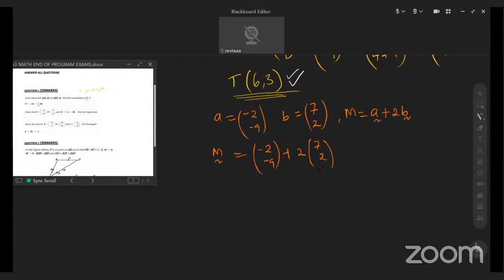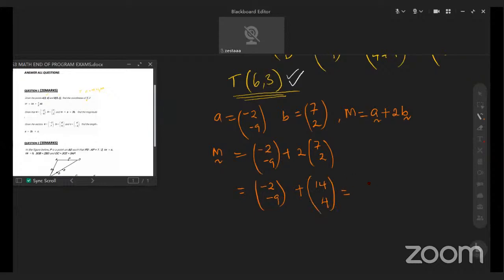Which is 7, 2, okay? So from there, what shall we be doing? You open up these brackets here. So we shall be having -2, -9, plus 2 times 7, which will be 14, and 2 times 2, which will be 4. Then you add them up.